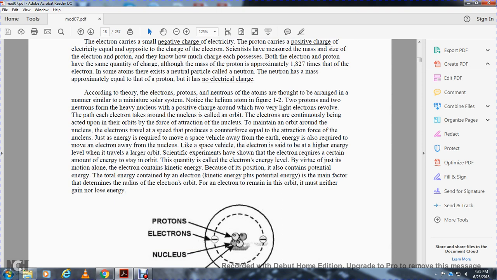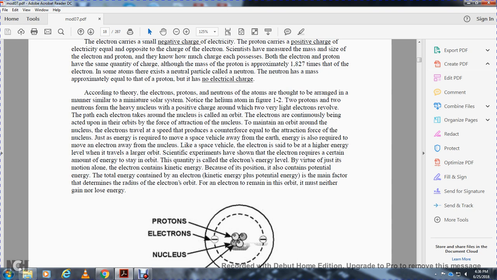According to the theory of electrons, protons, and neutrons, the atom is thought to be arranged in the manner of a miniature solar system. In the helium atom, figure 1-2, the two protons and two neutrons form the heavy nucleus with a positive charge, around which two very light electrons revolve. The path that each electron takes around the nucleus is called the orbit. The electron continues traveling in its orbit because the force of attraction from the nucleus maintains the orbit around the nucleus. The electron has to travel at a speed that produces a centrifugal force equal to the attraction force from the nucleus.